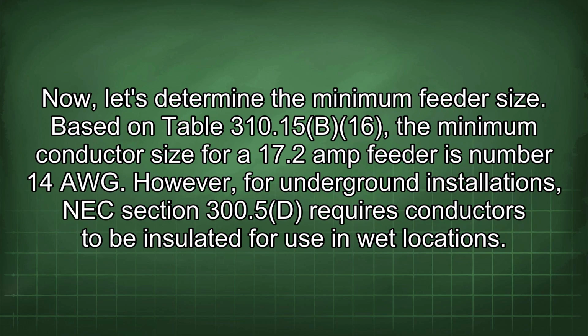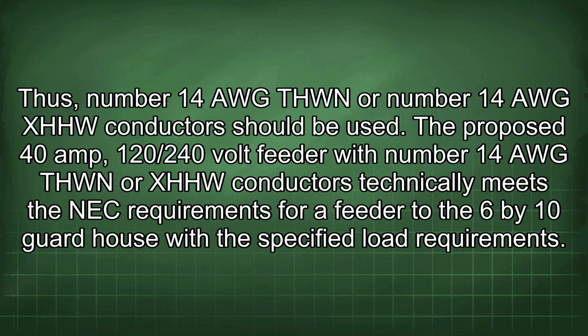Now, let's determine the minimum feeder size. Based on Table 310.15(B)(16), the minimum conductor size for a 17.2 amp feeder is number 14 AWG. However, for underground installations, NEC section 300.5(D) requires conductors to be insulated for use in wet locations. Thus, number 14 AWG THWN or number 14 AWG XHHW conductors should be used.